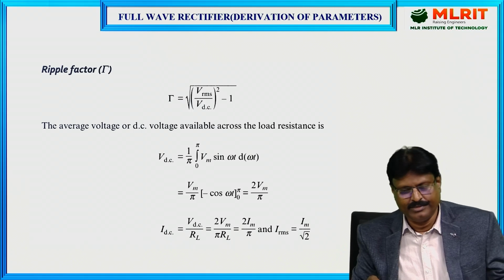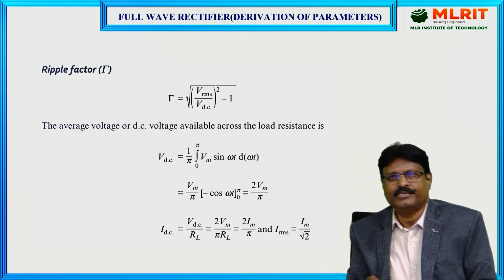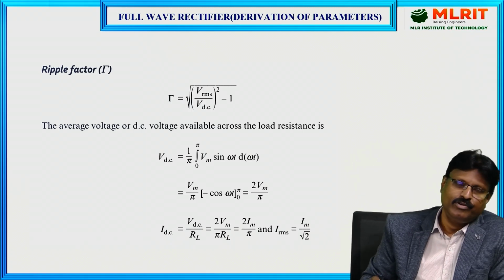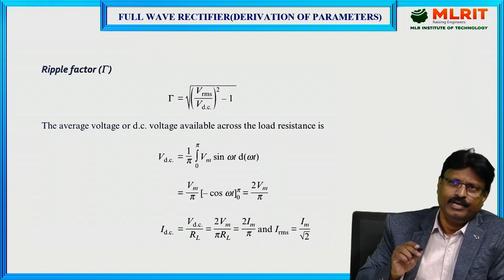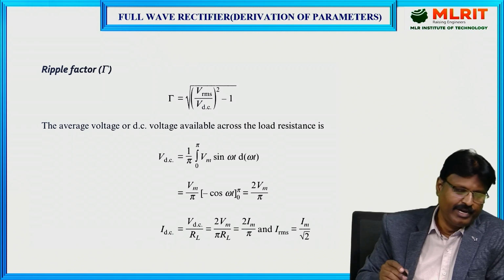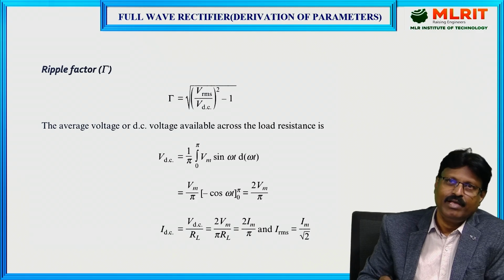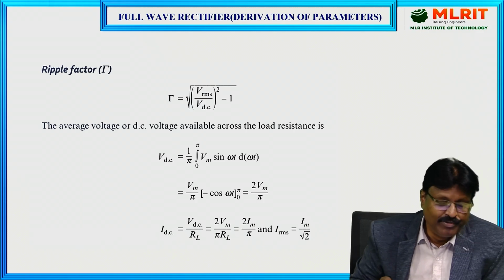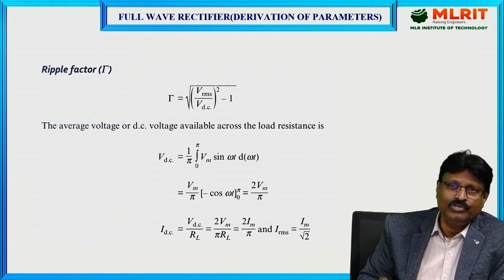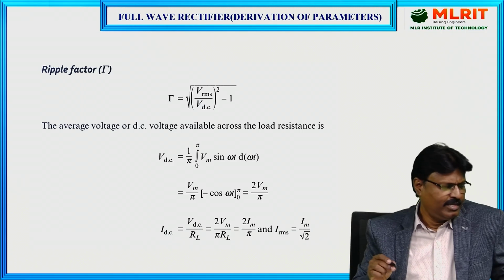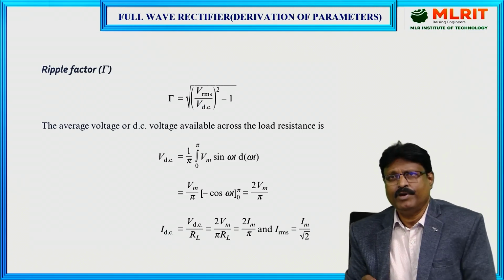So next, the derivation of parameters. What are the important parameters that are to be derived for the rectifier? First we need to derive the ripple factor, then the rectifier efficiency eta, next the transformer utilization factor, and the fourth one, the peak inverse voltage. Okay, one by one let us see.